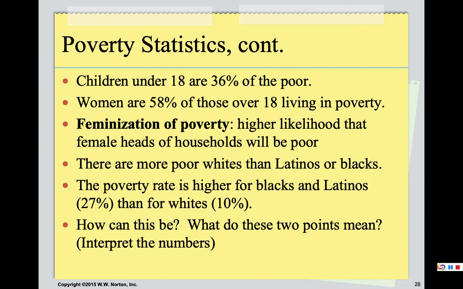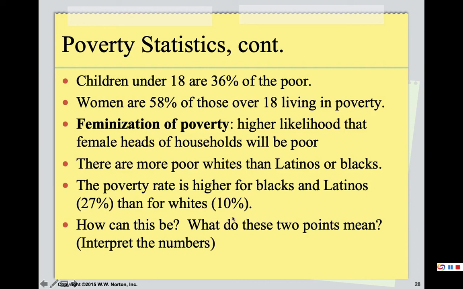Unfortunately, we have a higher rate of women and children living in poverty. Usually this is because of single parent households being headed by women, and as we're going to look into in the next set of slides, women often make less money on average than men. The feminization of poverty is a term referring to the fact that female-headed households are more likely to be poor. Children under 18 are 36% of those living in poverty, and women are about 58%.